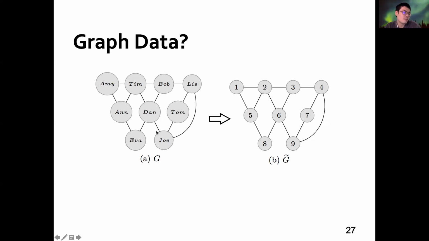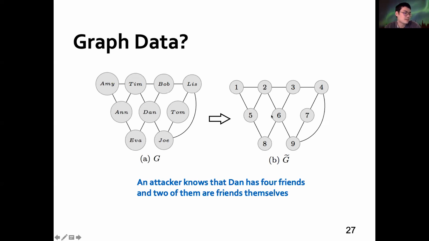But if we directly release the data, but we hide the names, instead of Bob, I say 3, I give different IDs. Is that enough? That's not enough. If you look at this graph, and you know that Dan has 4 friends, Tim, Bob, Ever, and Joe, then you can differentiate Dan. In the meanwhile, you know that Tim and Bob, 2 of them, are friends themselves. Ever and Joe are from different communities, like elementary school classmates, college classmates, and high school classmates. They may not know each other, but these 2 may know each other.